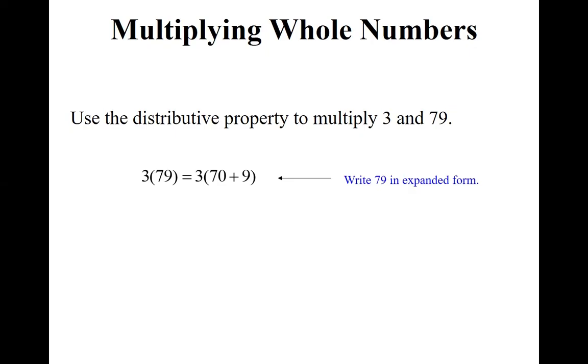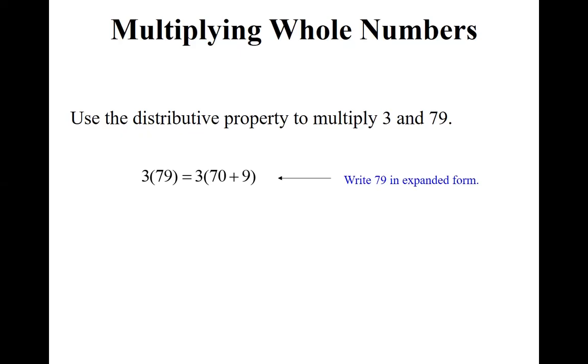By the way, if you don't know through your nines, make flashcards, get those memorized. Math is going to get hard without being able to do your times tables. 3 times 70 and 3 times 9, those are easier to do. We can write 79 as 70 plus 9 because that's its expanded form.